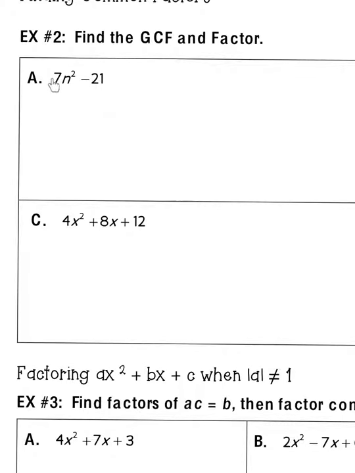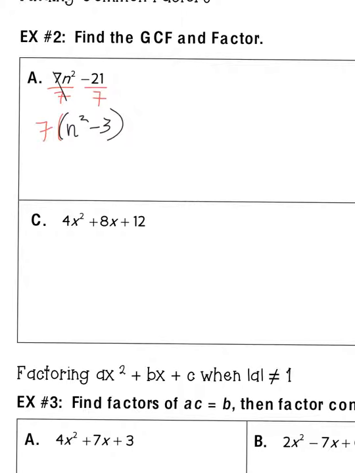So as you look at the 7 and the 21, they were both divisible by 7. So I'm going to divide by 7, divide by 7. They do not have any variables in common. So these 7's cancel and you get an n squared. -21 divided by 7 is -3.